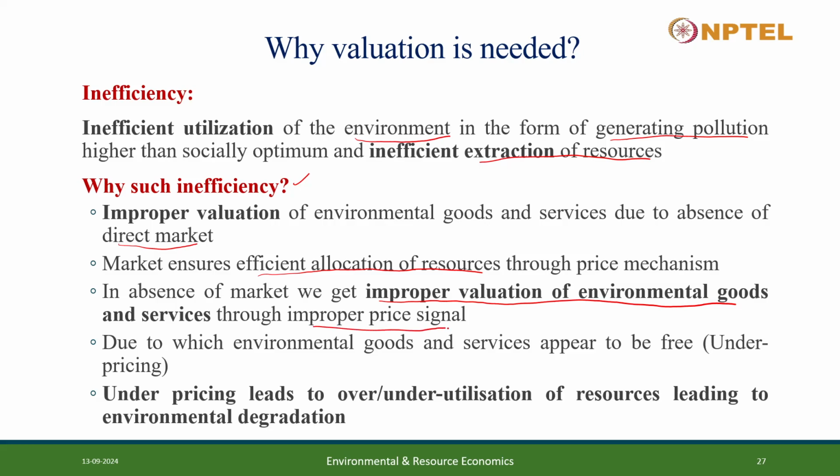So there is improper price signaling. Therefore, environment resources appear to be free. So when it is free, the price is underpriced, and it leads to either over or underutilization of resources, right? So when there is overutilization of environmental resources, environmental degradation happens. Therefore, there is a requirement of valuation of environmental goods and services. Since environmental goods and services do not have any money value, the degradation is very high. Therefore, there should be some value of such resources.